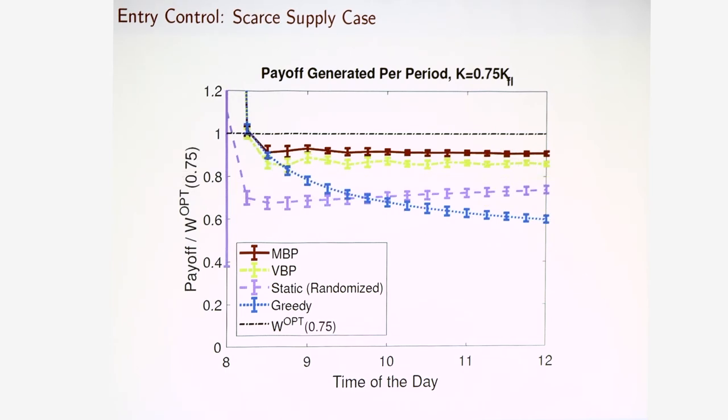Now let's simulate an environment where there are not that many cars, and the little slot constraint is binding, and we get a similar result. So mirror back pressure is 90%, vanilla back pressure 80%. They both outperform the static policy, and greedy policy performs poorly.